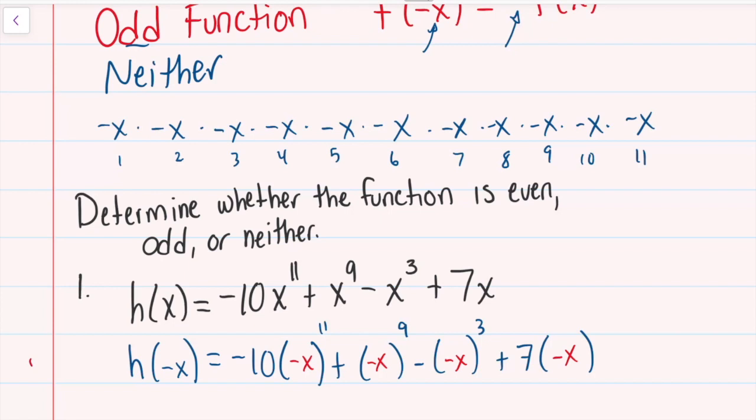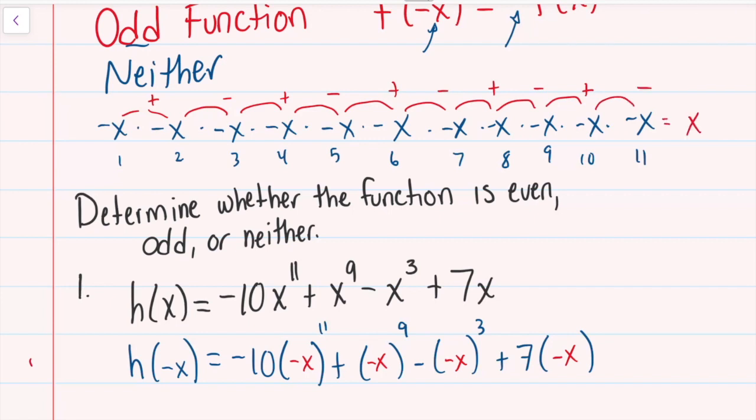Well, now let's multiply these and see what we get. These two are going to make a positive, times another one is going to make a negative, positive, negative, positive, negative, positive. Notice how it's switching signs. Negative, positive, and negative. So my end result will be negative x to the power of 11.